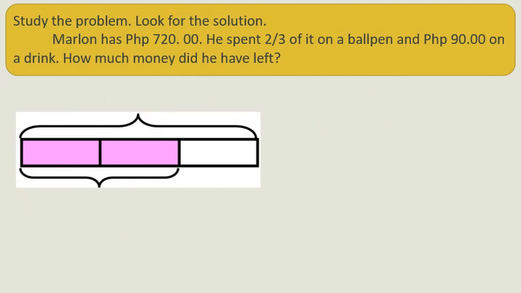So, ngayon, let us study the problem. Marlon has 720 pesos. He spent 2/3 of it on a ball pen and 90 pesos on a drink. How much money did he have left? So first, let us understand the problem. So, ang nakalagay daw dito, si Marlon daw, yung kabuuang pera niya ay 720 pesos. So, 2/3 daw ng 720 ay ginamit niya para bumili ng ball pen. And yung 90 pesos naman po ay para sa drinks. Ang tanong dito is ilan yung natira doon sa 720 niya na pera.